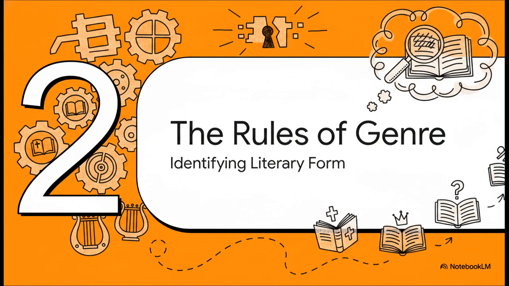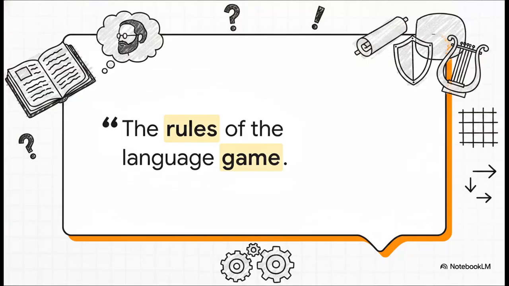Moving right along to section 2, the rules of genre. So, slicing the text structurally? That's really just the beginning. The central twist here is that to truly understand the text, you absolutely must identify its literary form. The philosopher Ludwig Wittgenstein actually called this the rules of the language game. Every single speech act, every passage involves genre. When a biblical author sat down to write, they just naturally assumed their reader would recognize the specific genre they were using. They assumed you knew the rules of the game.